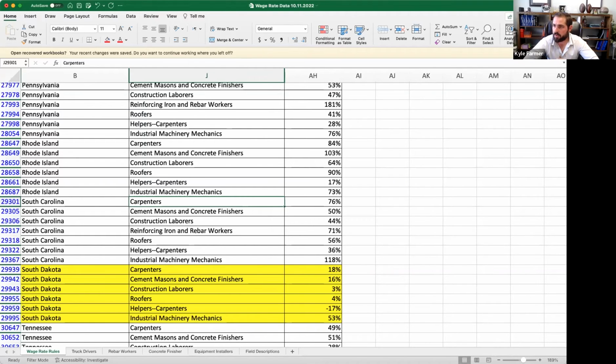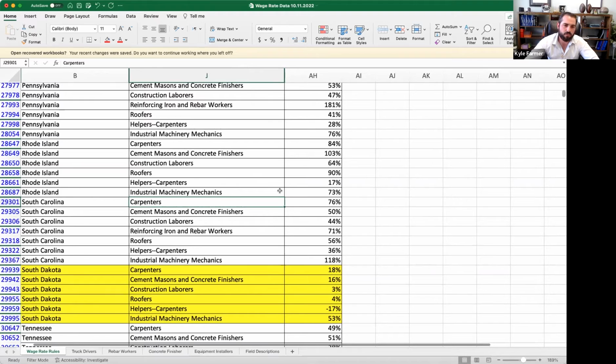Can I get a copy of your Excel sheet? Yeah, I'll share the Excel sheet with people. Happy to do that. I probably won't share this exact one. I'm going to refine it a little bit, but I'll share an Excel sheet that's helpful for you.